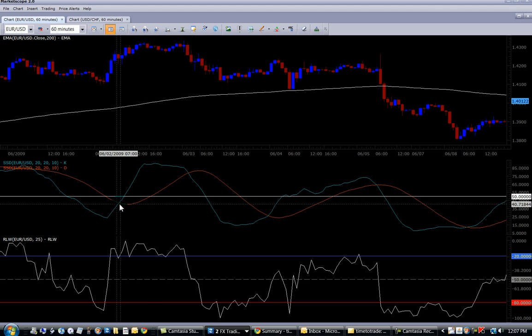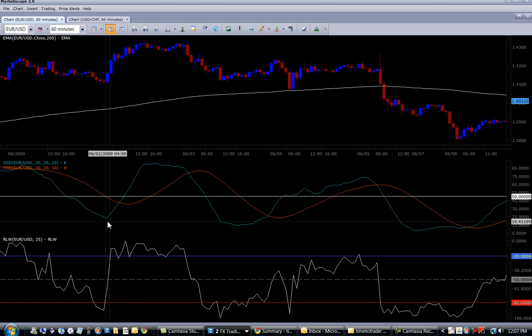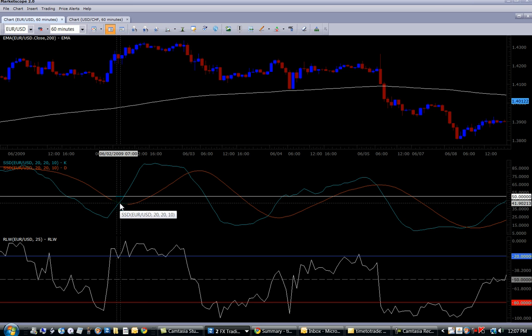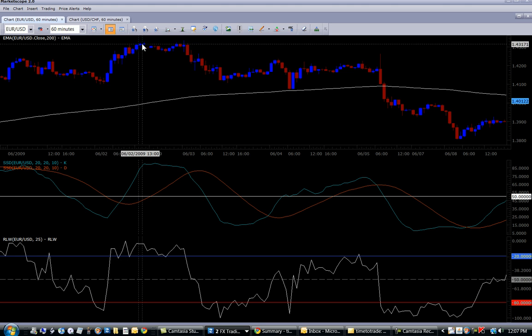Just like on a long move, you'd want to see how close to the 50 line this up move is. So blue K up through D would indicate taking a long position, so enter long. But due to how close it is to 50, you would not expect very much action on this. As you can see, there's hardly any room to move, maybe like 50 pips or so.